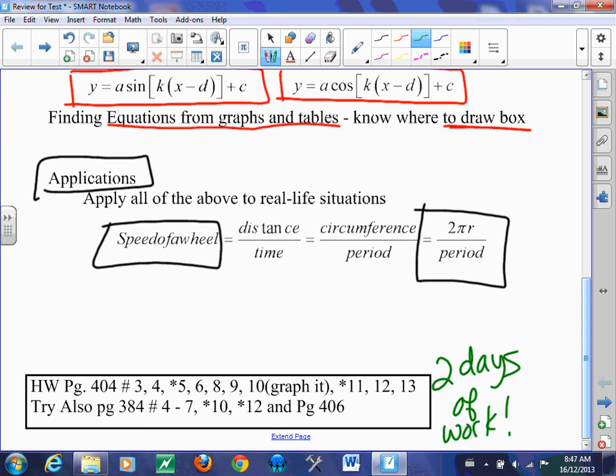So we're going to do homework page 404, number 3, 4, 5, 6, 8, 9, 10, and we want you to graph that one. Give 11 a try, 12 and 13. Also try page 384, numbers 4 to 7, 10, 12, and if you're done that, I believe there's a practice test on 406.